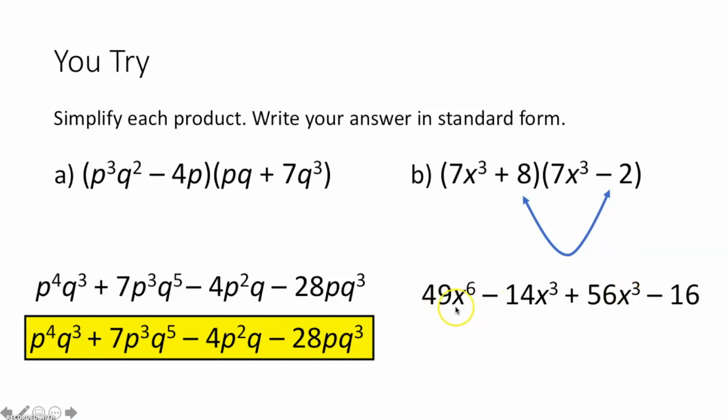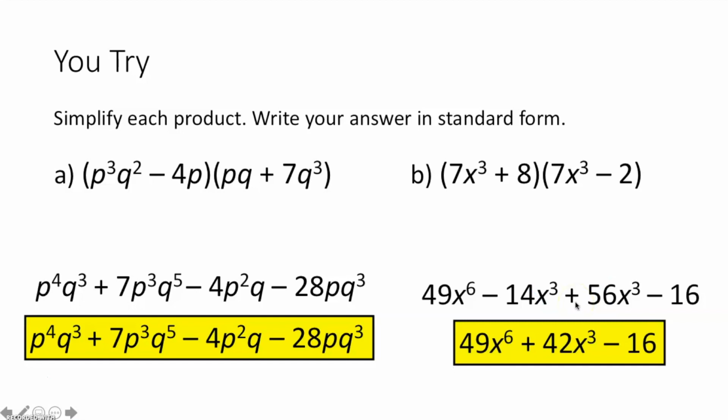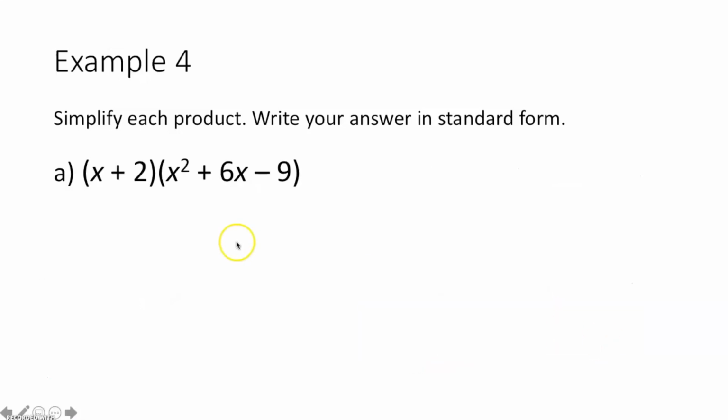Now we combine like terms. Are there any? Yeah, these two have the same variable to the same degree, so we're going to combine those. What's negative 14 plus 56? That's going to be positive 42. So we get our answer right here. Done.